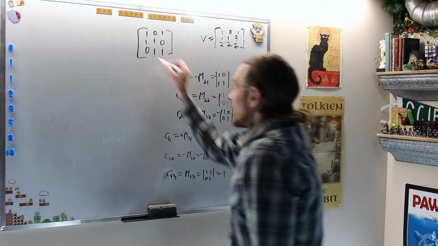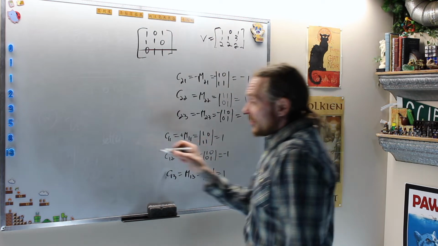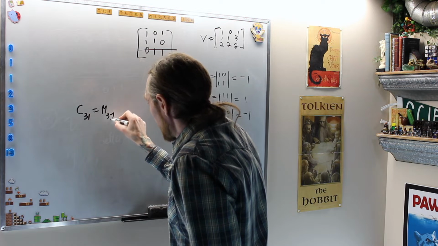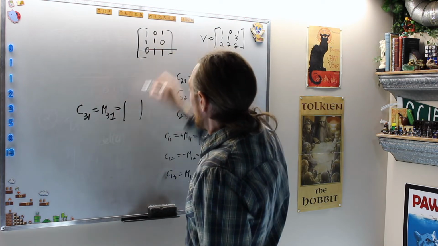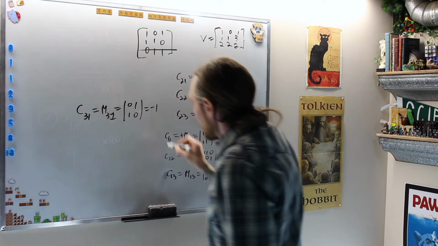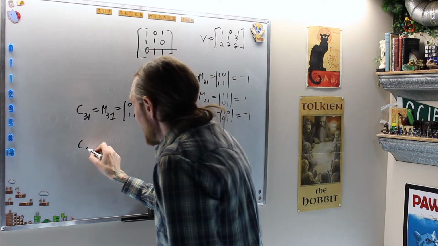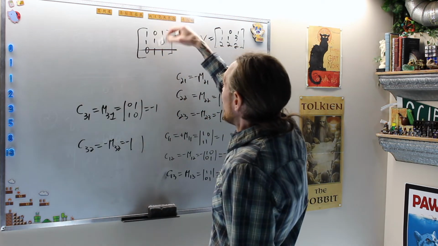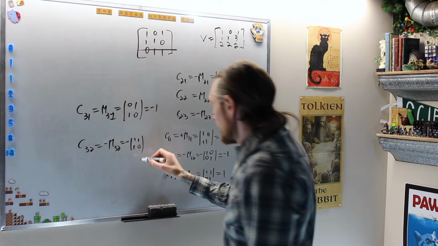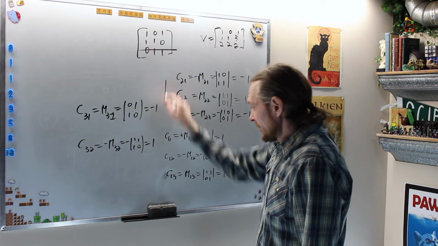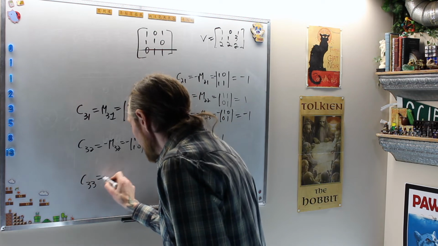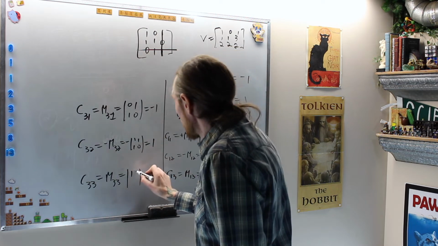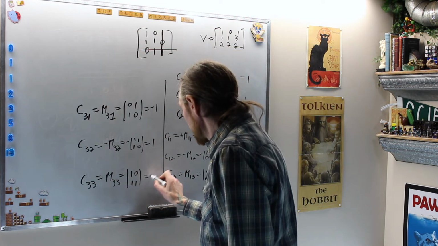Now for the last three, we're going to block off the third row and then the columns respectively. C31 is equal to M31, which is equal to 0, 1, 1, 0, which is negative 1. C32 is equal to negative M32, which is negative 1, 1, 1, 0, which is positive 1. And C33 is equal to M33, which is the determinant 1, 0, 1, 1, which is equal to positive 1.